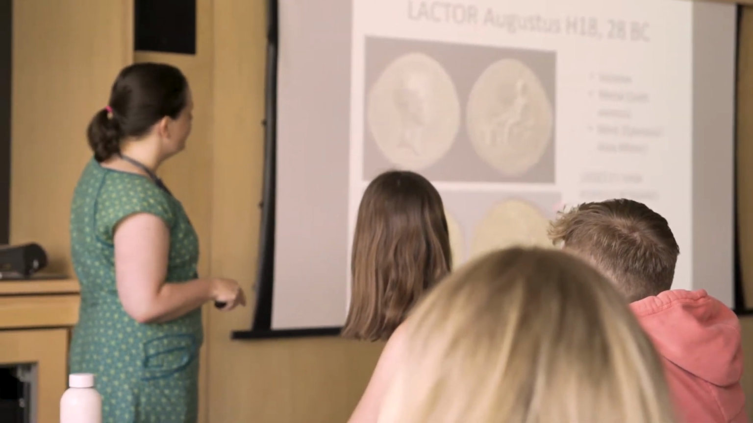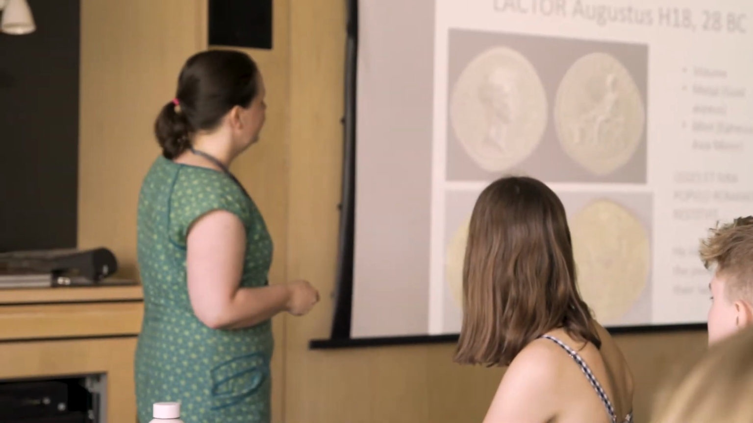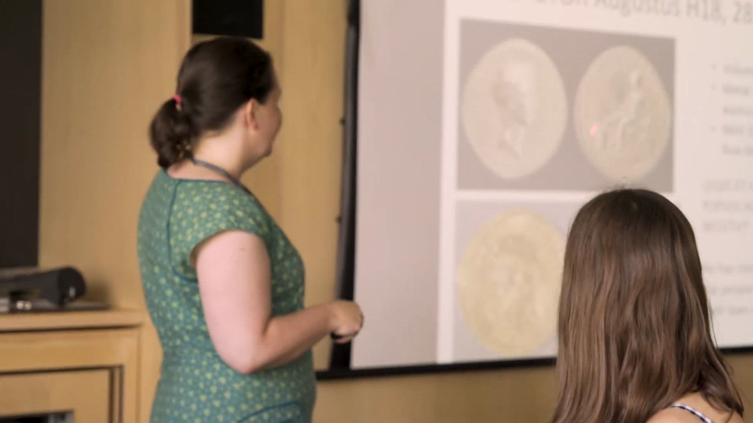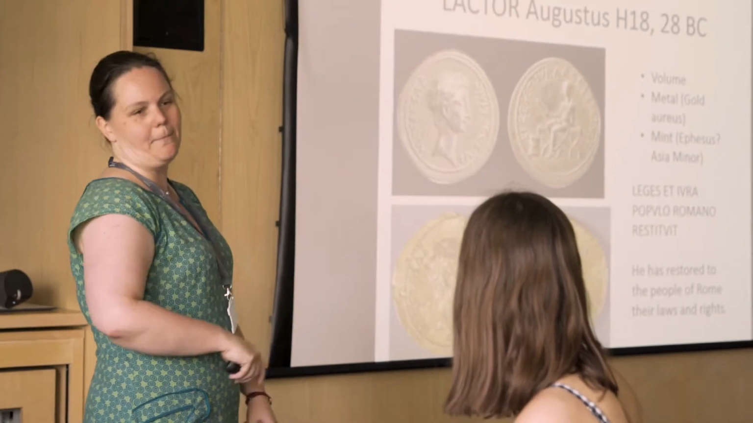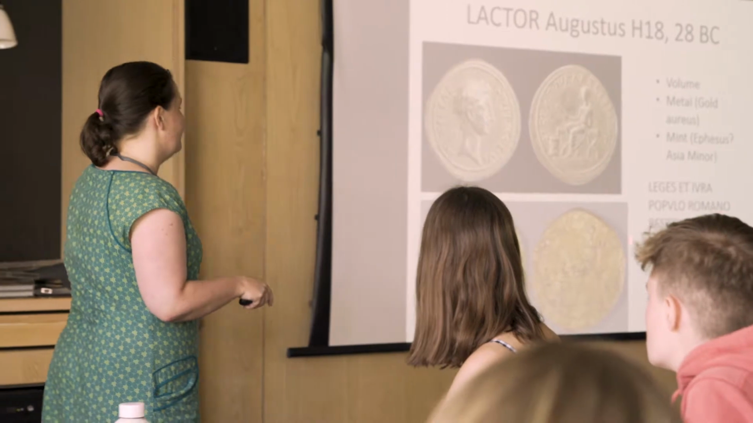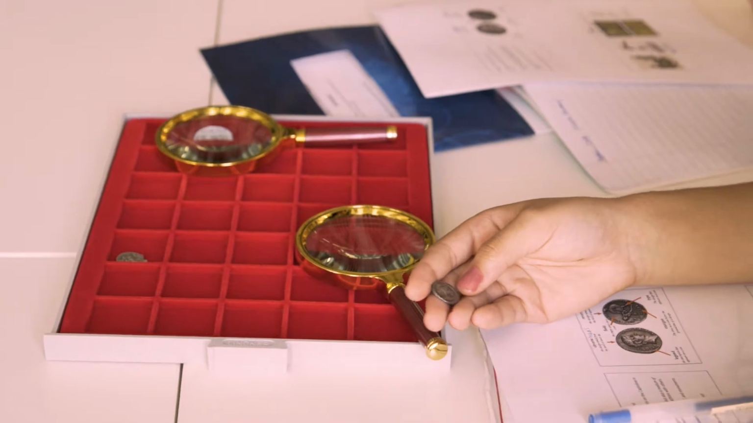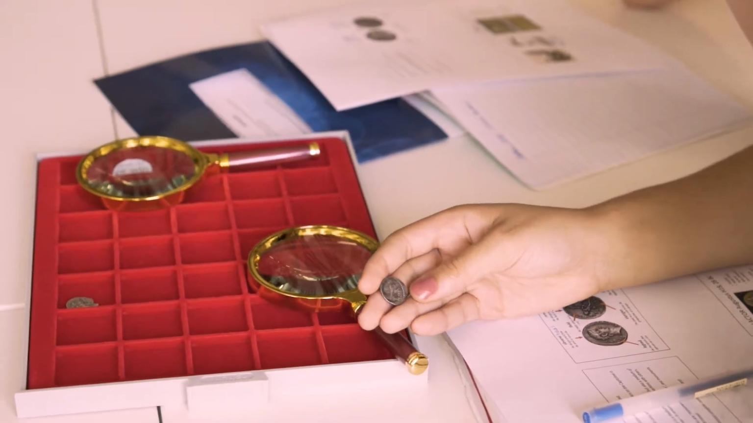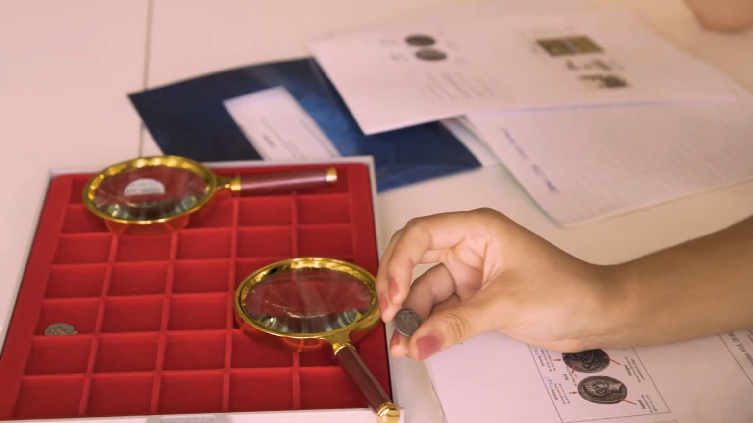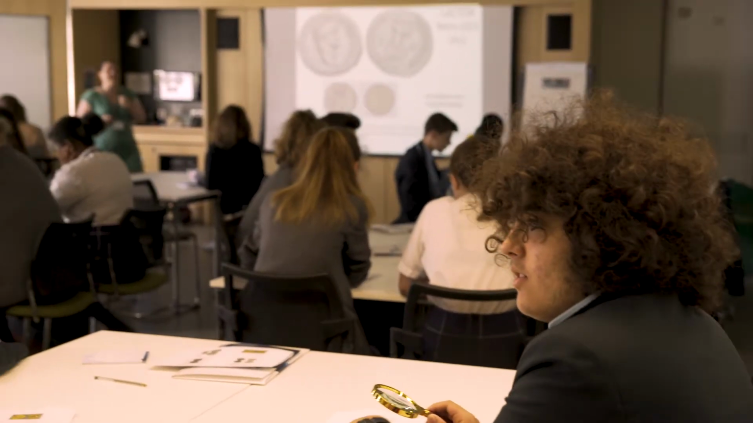And here the message put out personally by the emperor is that he, Augustus, spelt out in plain Latin, has restored to the people of Rome their laws and rights. But there's a little thing that's often not discussed: these are the only two specimens we have of this coin. We only have two examples in the whole world. The other coins I'm passing around, we have thousands and thousands of them. Here, just two.